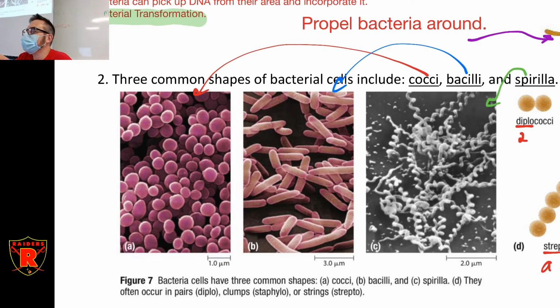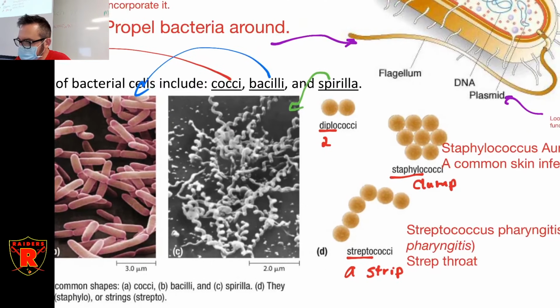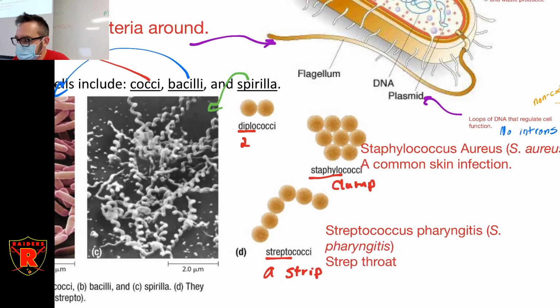And they're also found in different groupings. If there's only one, we call those mono. One is just like one single one by itself. That's mono.